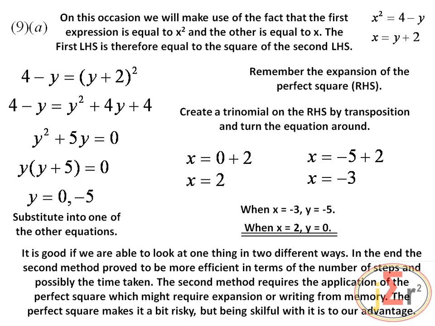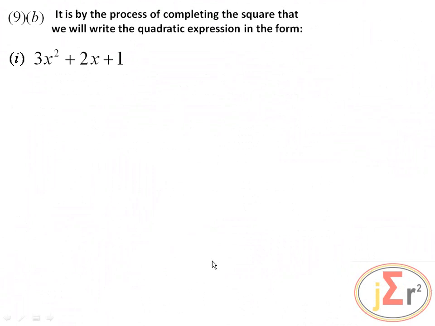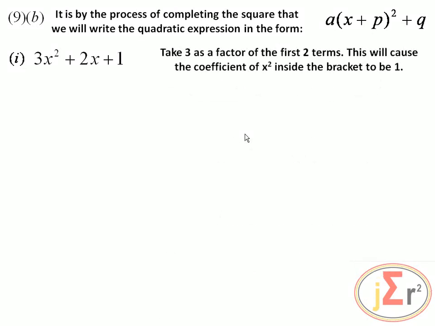We may just say that the application of the perfect square may be a bit risky because some students might not remember to include the middle term of the perfect square. It is by the process of completing the square that we will write the quadratic expression in the form a(x plus b) squared plus q. By completing the square, we will achieve that.